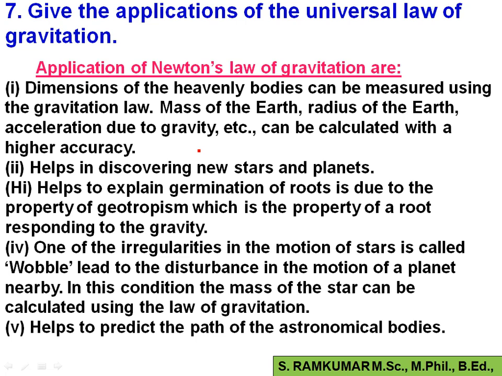Third one, it helps to explain that germination of roots is due to the property of geotropism, which is the property of a root responding to gravity. Fourth one, one of the irregularities in the motion of stars is called wobble, which leads to a disturbance in the motion of a planet nearby. In this condition, the mass of the star can be calculated using the law of gravitation. Fifth application, it helps to predict the path of the astronomical bodies.